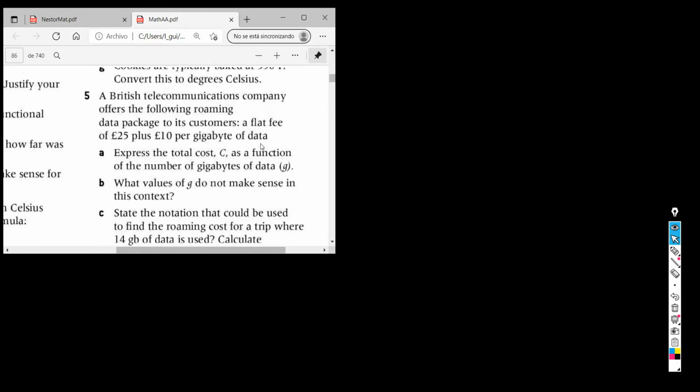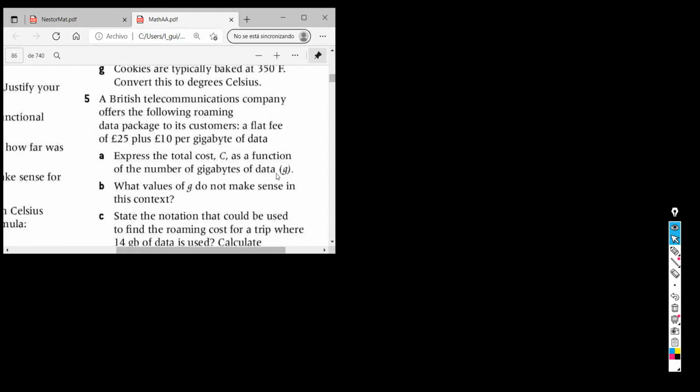C. What this C means is total cost as a function of the number of gigabytes of data used, represented by G. Total cost, C. Number of gigabytes of data used, G. All right.